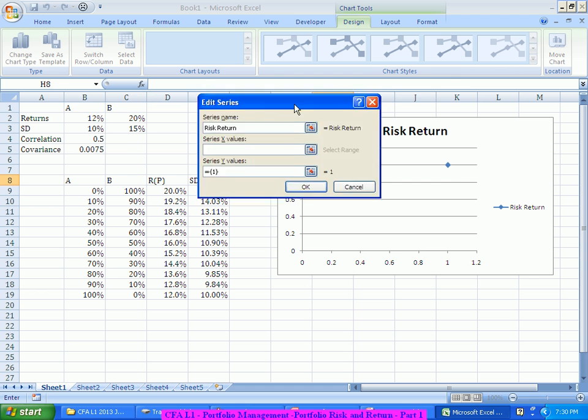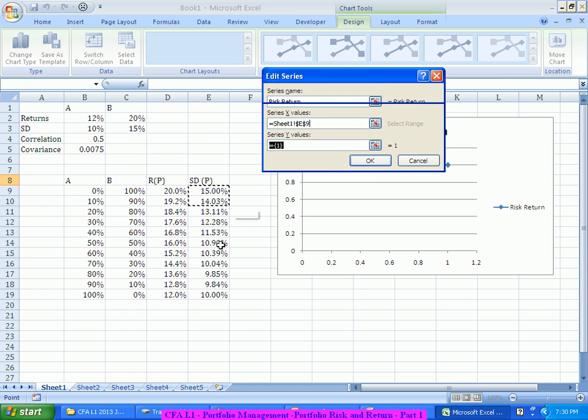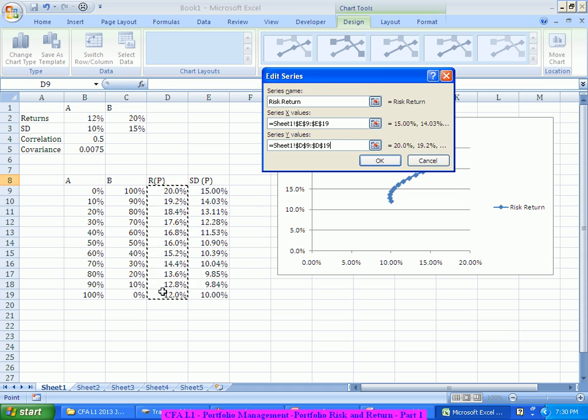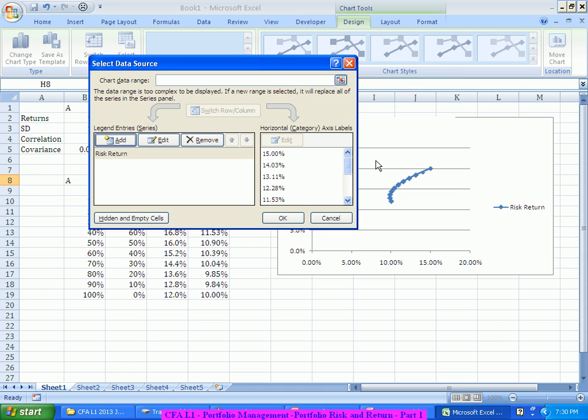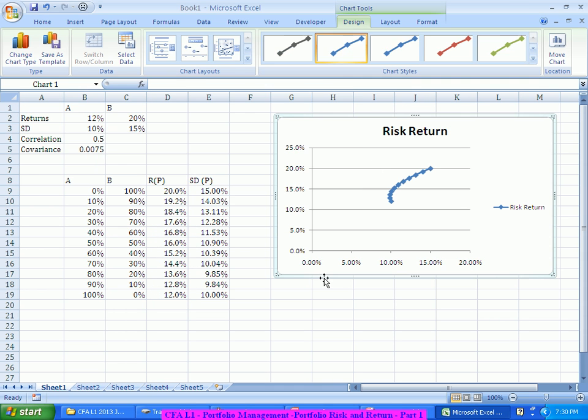So on the x-axis, I'll take the risk. On the y-axis, I'll take the returns. When I'm looking at this graph, this particular graph is more like a curve. There is a small curve that is coming up. You will see the clarity in the curve.